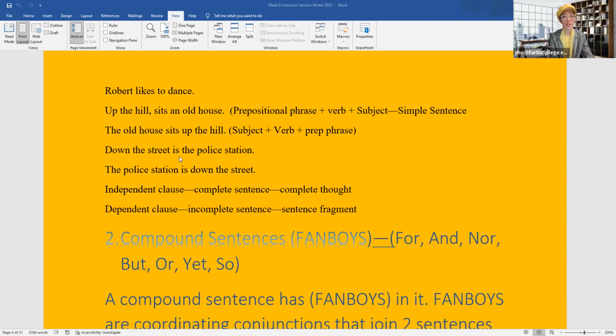Down the street is the police station. So down the street is the prepositional phrase, is the verb, and the police station is the subject. It has the same meaning as the police station is down the street.